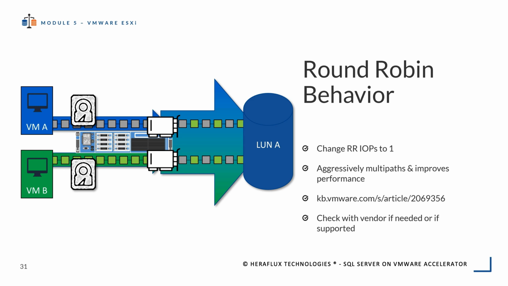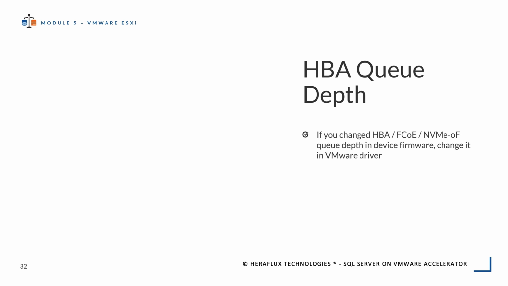See the link on the screen at vmware.com for more details. When in doubt, check with your storage vendor if changing this setting is needed or supported. Most that I'm aware of are fully supportive of this change, but you never want to take any of that for granted. I spent a lot of time in the last module discussing the physical HBA or storage adapter queue depth.